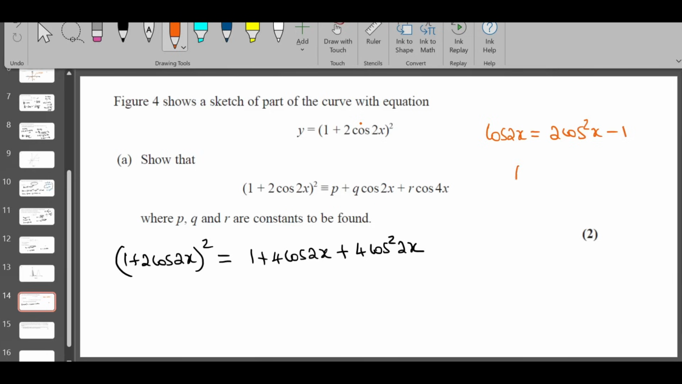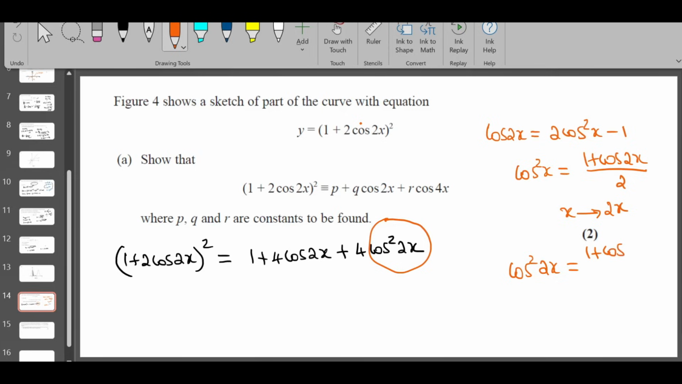If you rearrange and make cos square x the subject, you will get 1 plus cos 2x divided by 2. But we need cos square 2x, not cos square x. So I'm going to replace x by 2x on both sides of this equation. So I will get cos square 2x is equal to 1 plus cos 2 times 2x, which is 4x, over 2. Sub in here. The first two terms, keep it as it is.